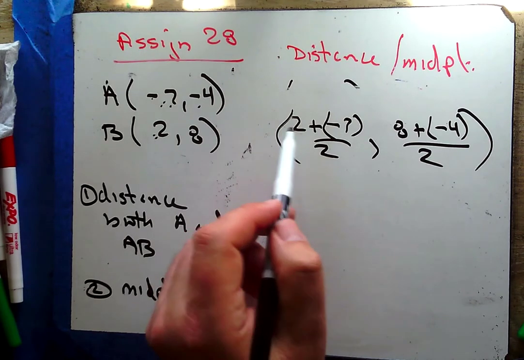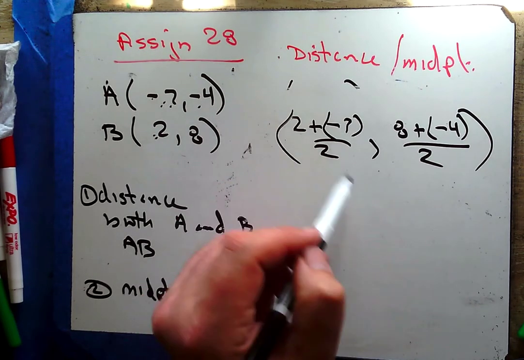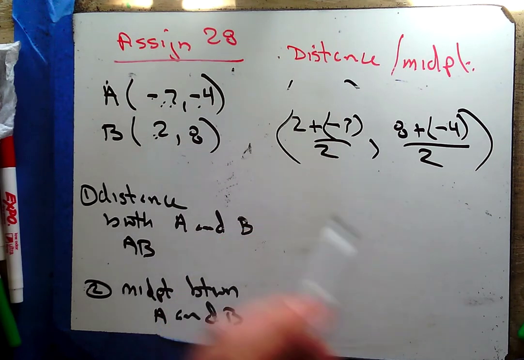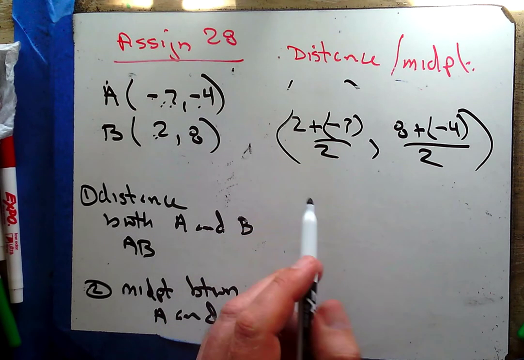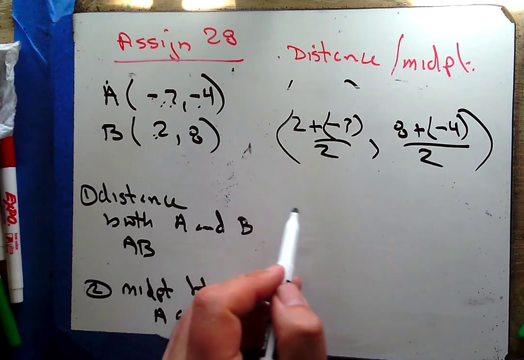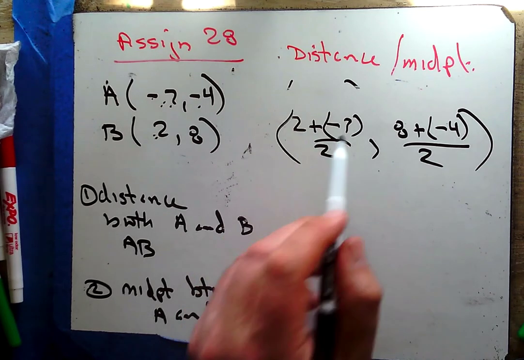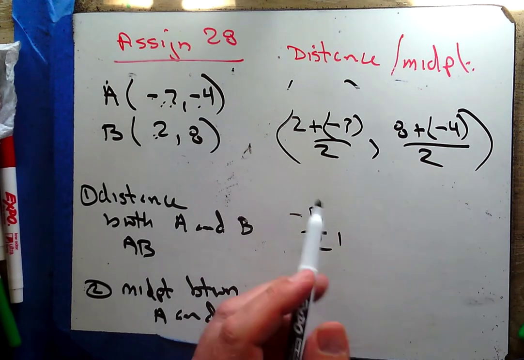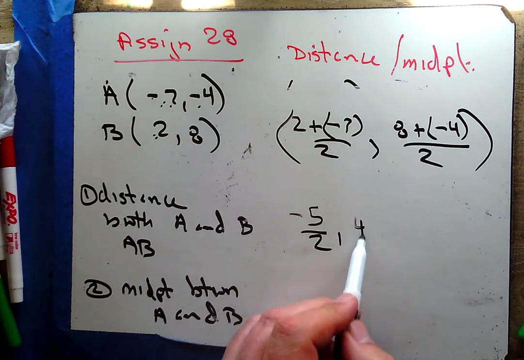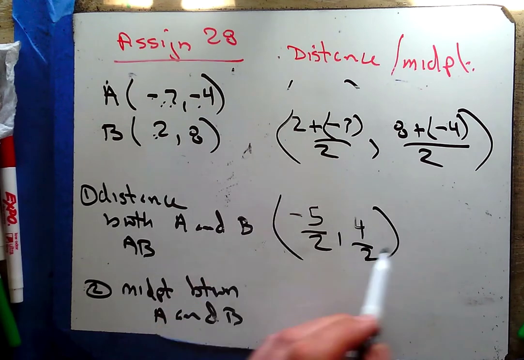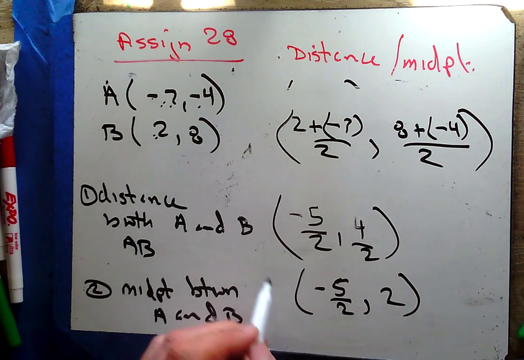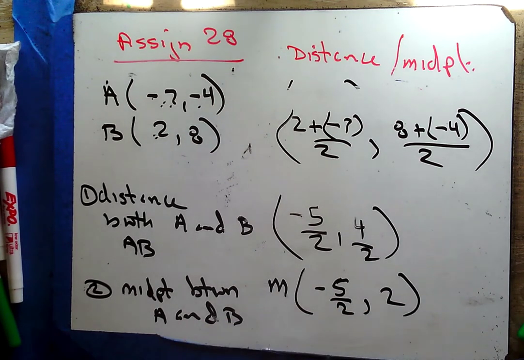That's going to be our midpoint when we're done simplifying it. So here, -7 plus 2. Please don't cancel those. The sum of 2 and -7 is -5, and the sum of 8 and -4 is 4. And so I could say -5/2 or -2.5, comma 2 is the midpoint.